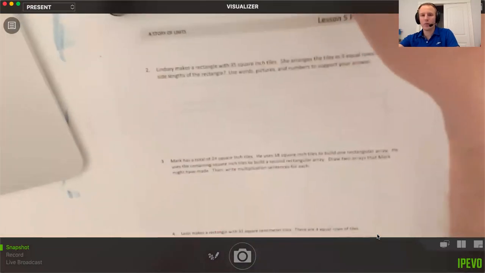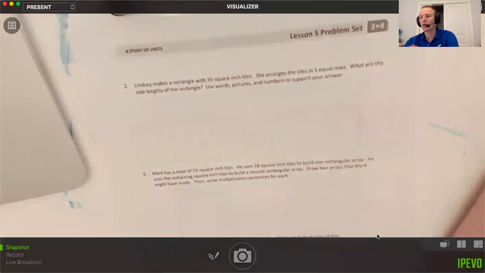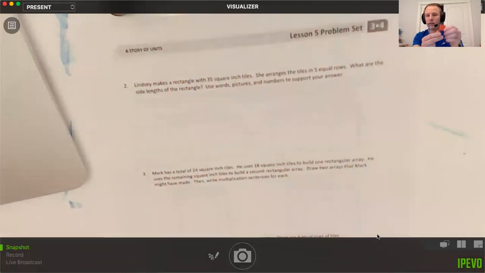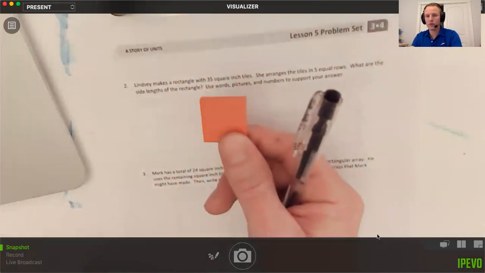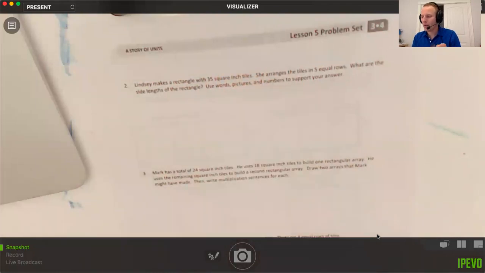All right, now we have some word problems. This probably isn't a shock to you that eventually we take our work that we're doing and turn it into word problems. So Lindsay makes a rectangle with 35 square inch tiles. So basically she uses 35 of these, or of those, right? It's probably easier for you to see there. 35 of those, and she has 5 equal rows. What are the side lengths of her rectangle? Use words, pictures, and numbers to support your answer.